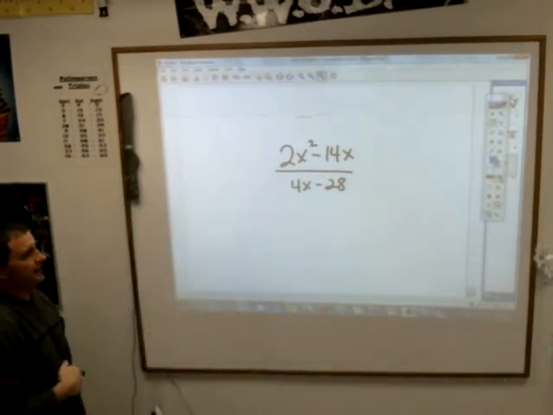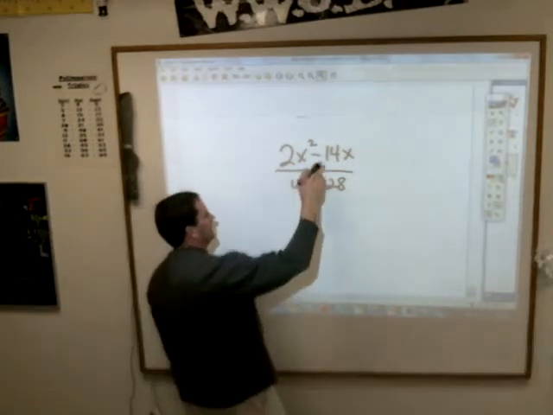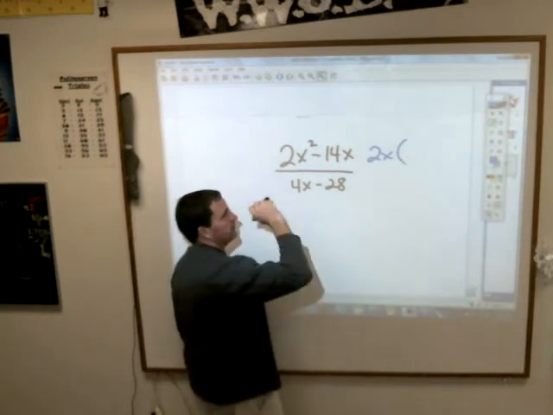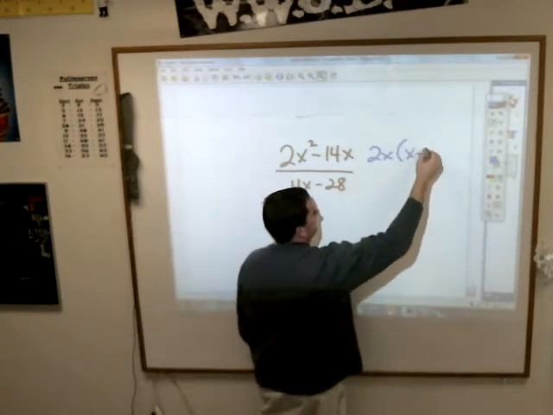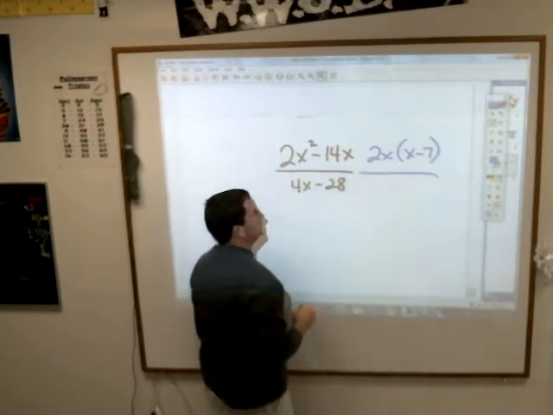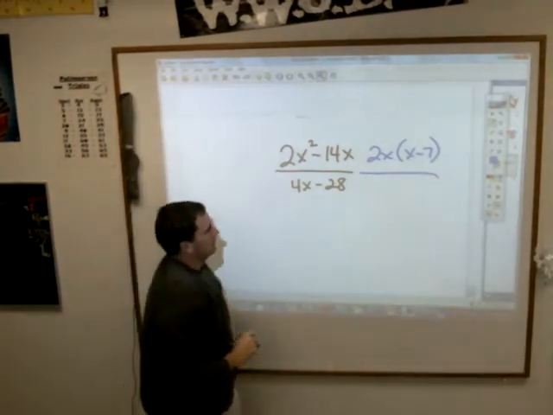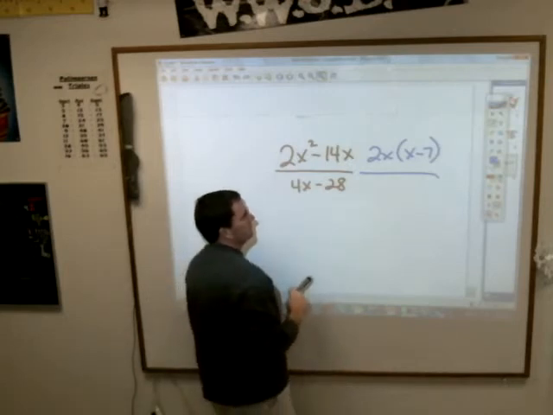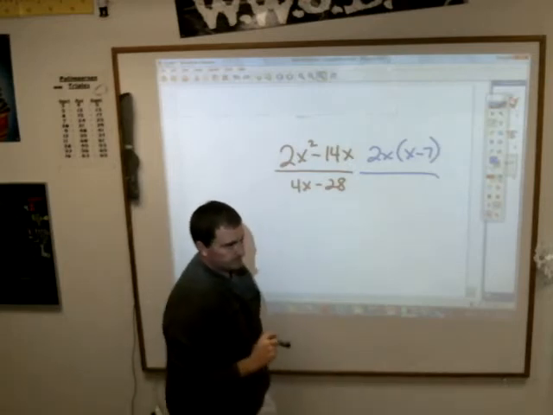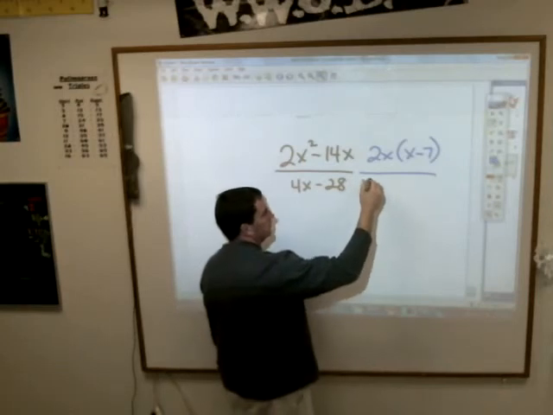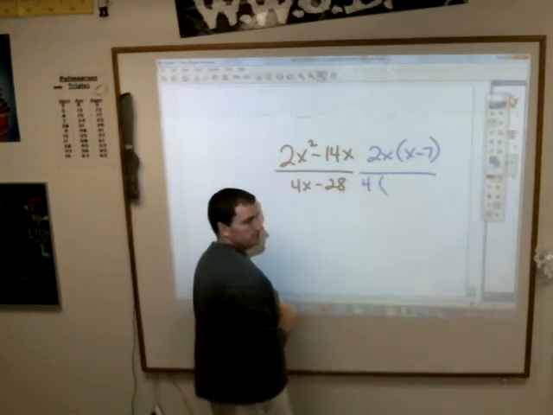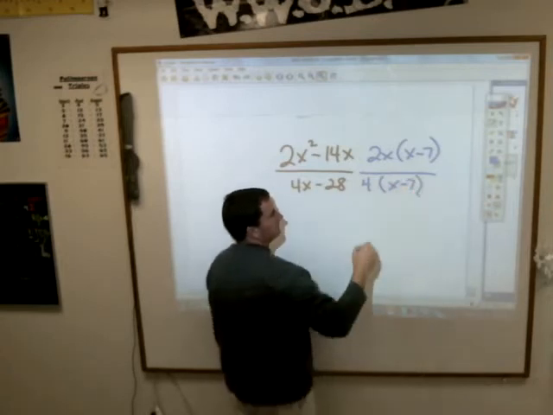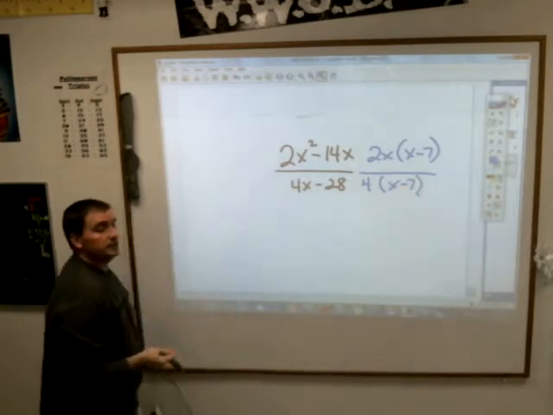Katie, what can I factor out at the top? What's the greatest common factor at the top, Katie? 2x. Taking that out, factoring that out, leaves you with x minus 7. On the bottom, you can take out a 2, yes, I suppose. Bigger than that, though. The greatest common factor is actually a 4. And you're left with x minus 7.